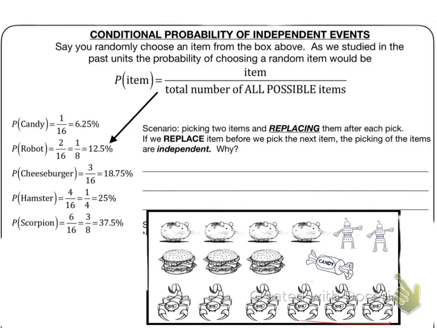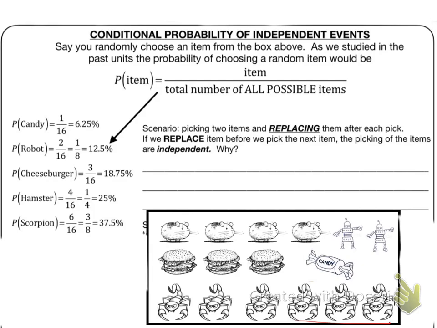Lesson 423, independent and dependent conditional probability. Okay, so we're going to jump into the first example. It's kind of like a discovery lecture as we go. So say you randomly choose an item from the box above.